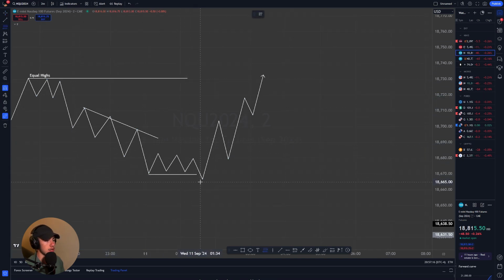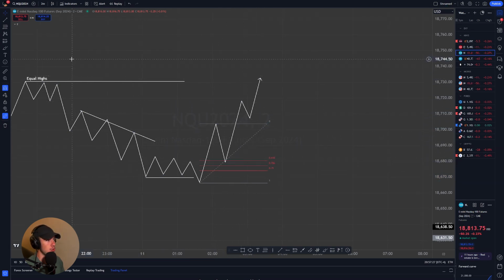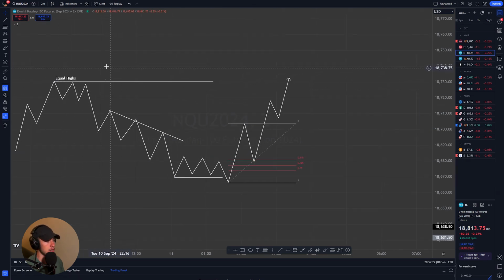What I do then is draw my Fibonacci extension tool from the low that swept the liquidity to the most recent swing high, and then I will utilize the optimal trade entry to take me towards our other significant pool of liquidity, which in this example was these equal highs and this trend line liquidity.